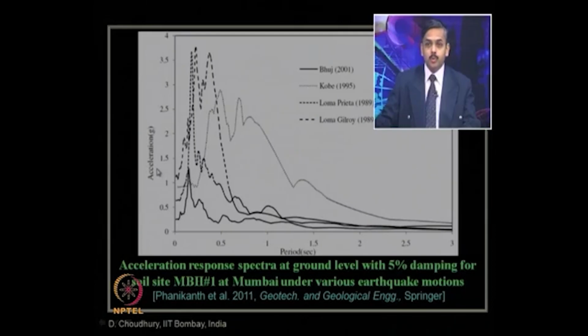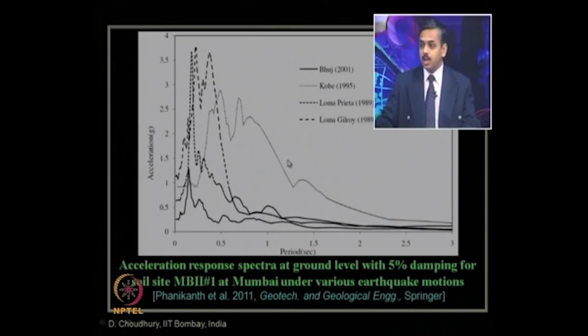This is another output. In this form, we obtain the spectral acceleration versus period variation at a particular borehole at Mangalbari site in Mumbai, with consideration of 5% damping, as we considered the single degree of freedom system, a mass spring dashpot system, to obtain the spectral acceleration for 4 different input motions: Bhuj motion, Kobe motion, Loma Prieta and Loma Gilroy. You can see the peak value of this spectral acceleration and at which period it is occurring. That determines which type of structure will be vulnerable when a particular earthquake motion occurs at this MBH site in Mumbai.